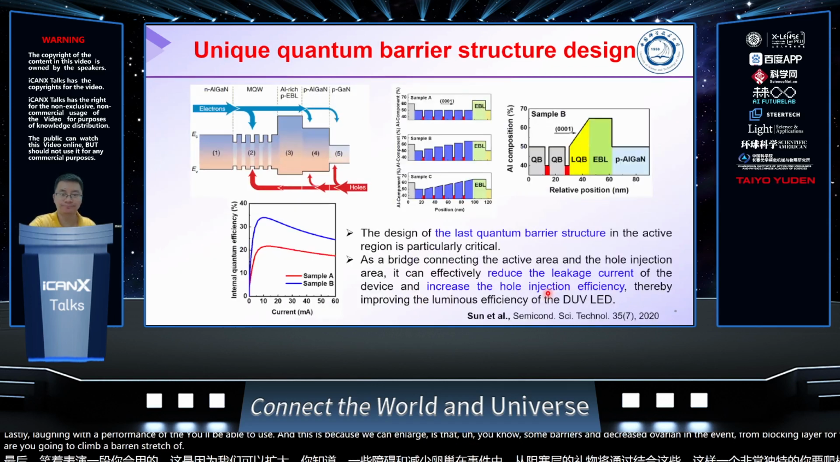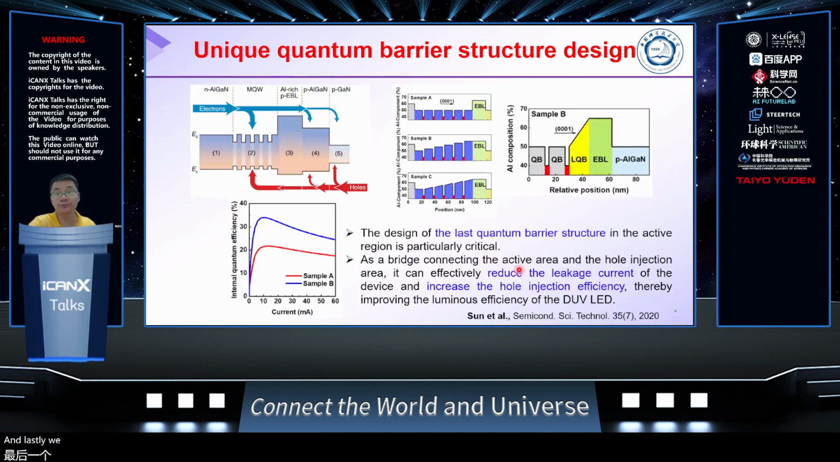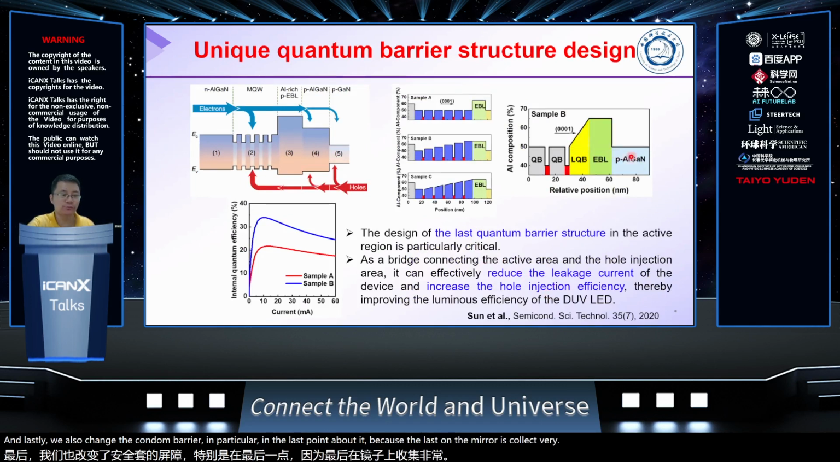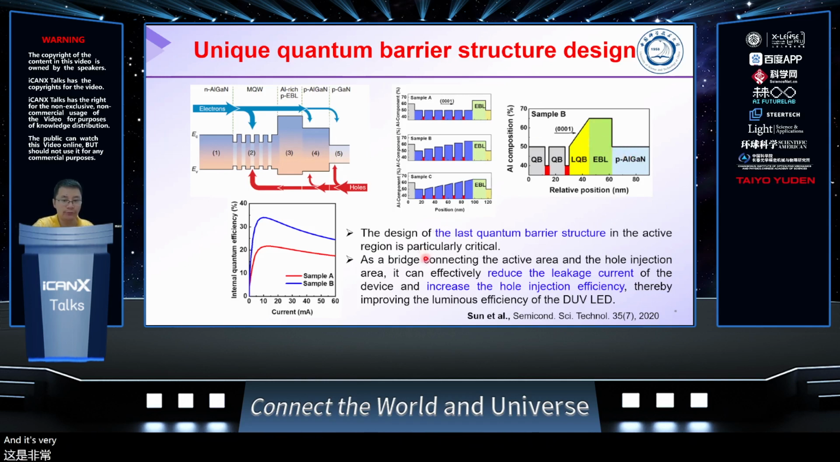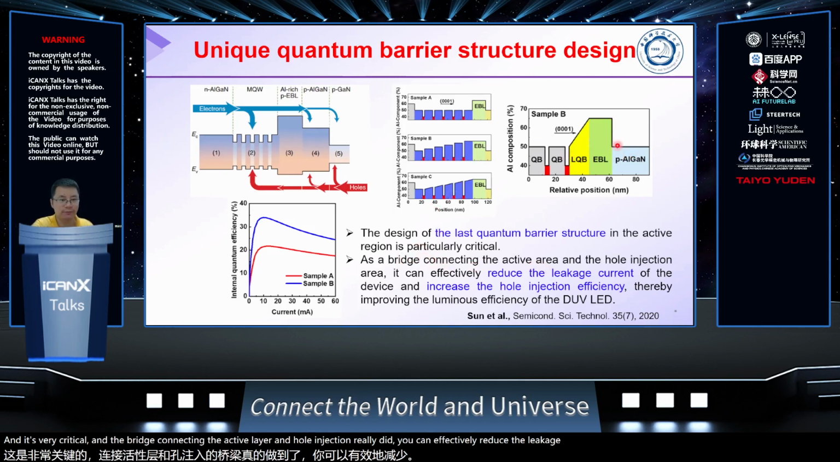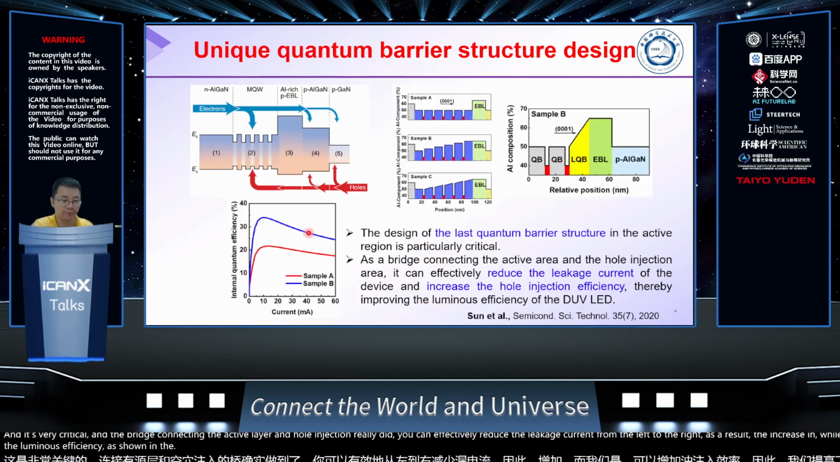barrier structures. And lastly, we also changed the quantum barrier, in particular the last quantum barrier, because the last quantum barrier is very close to the electron blocking layer and plays a significant role here. It's very critical as a bridge connecting the active layer and the hole injection layer. It can effectively reduce the leakage current from the left to the right. As a result, we can increase the hole injection efficiency, thereby improving the luminescence efficiency, as shown in the blue curve here.